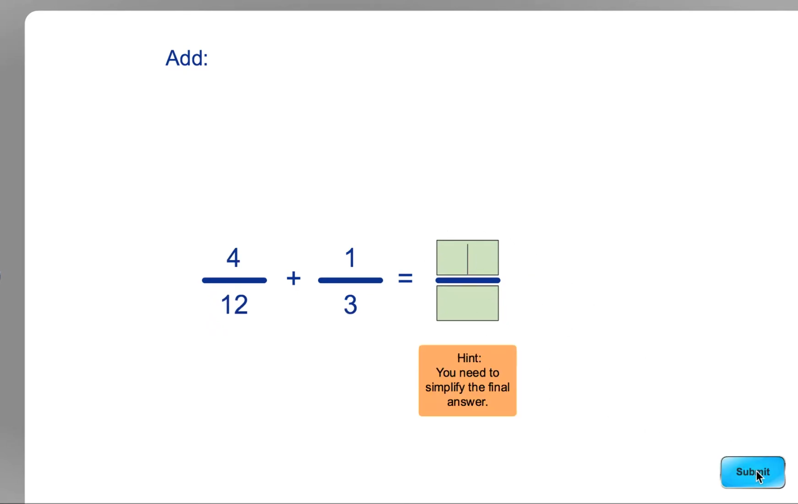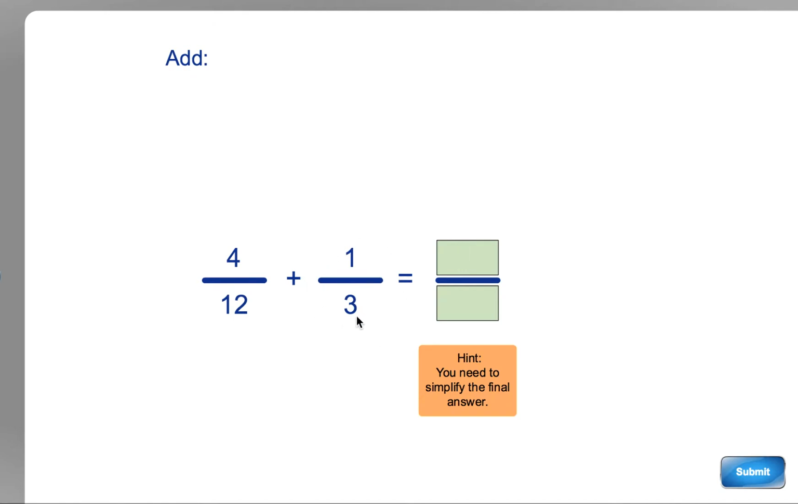One more. This one gives us a hint. We need to simplify our answer. We'll talk about that in a second. First of all, we're looking for a lowest common multiple that is in the 12 times table and the 3 times table. Well, 12 is in the 12 times table, and 12 is also in the 3 times table. So we know we're going to be turning this fraction into something out of 12.